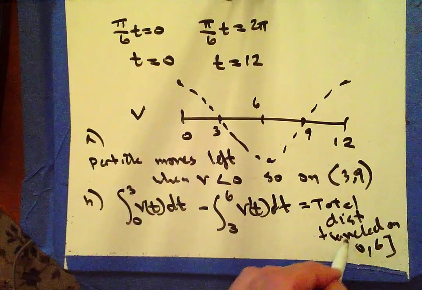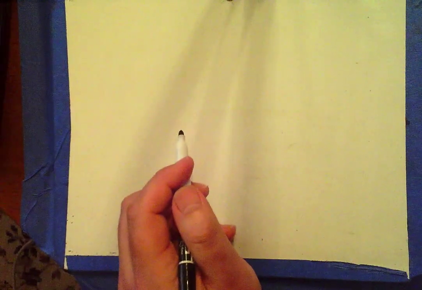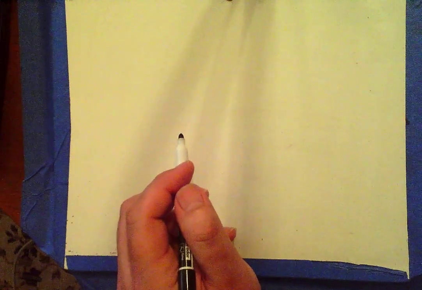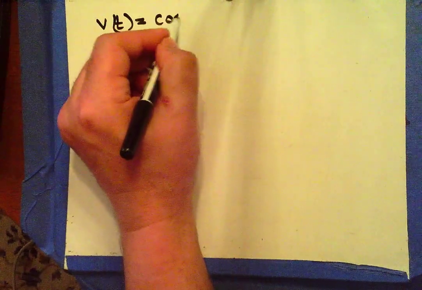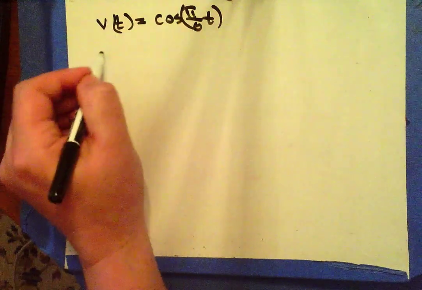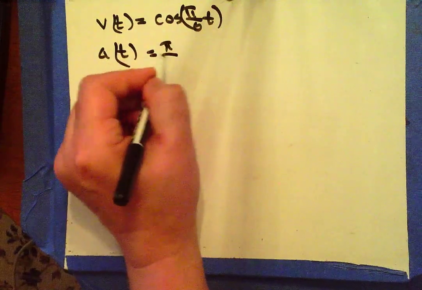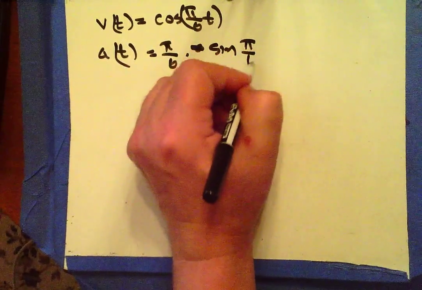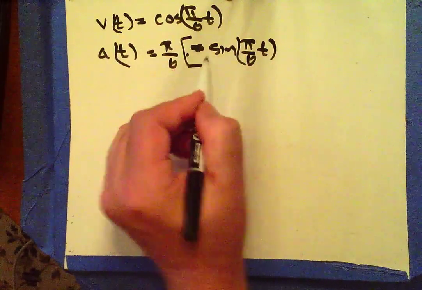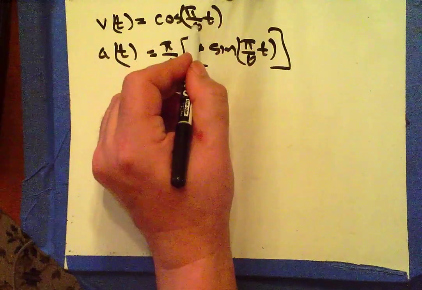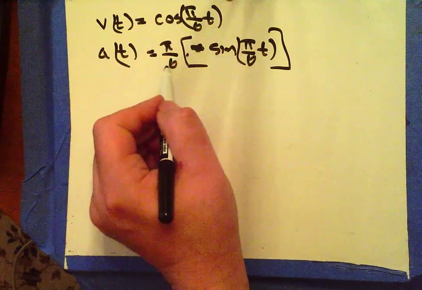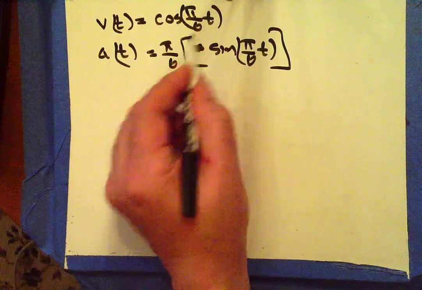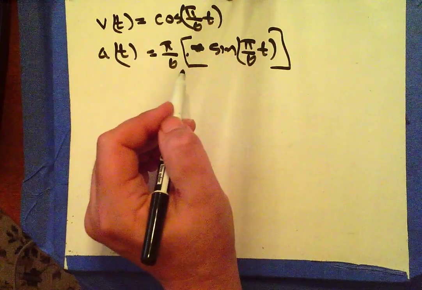Okay, part C says, find the acceleration of the particle. Is speed increasing or decreasing at t equal to 4? Okay, so if v of t equals cosine pi over 6t, then a of t is going to be pi over 6 times negative sine pi over 6t. I'm using chain rule here. I took the derivative of the outside and I left the inside alone, and then I multiplied by the derivative of the inside function.